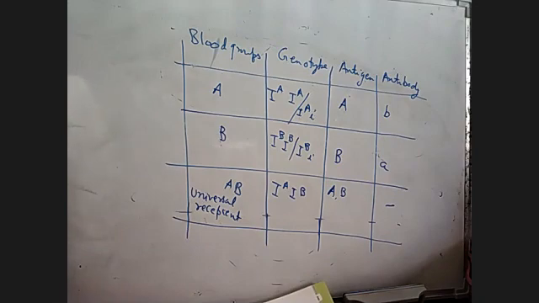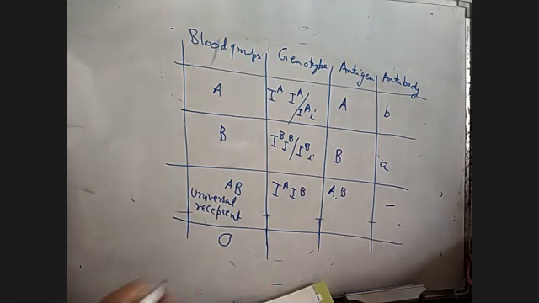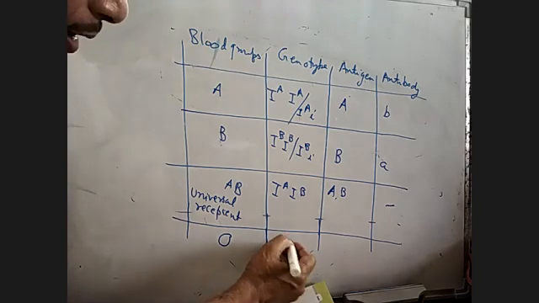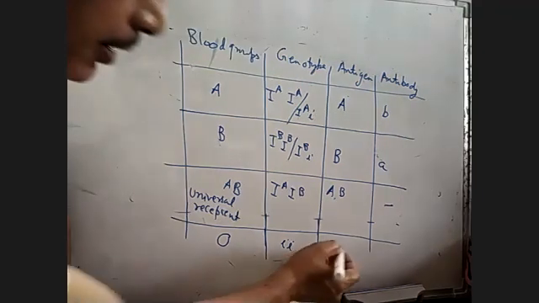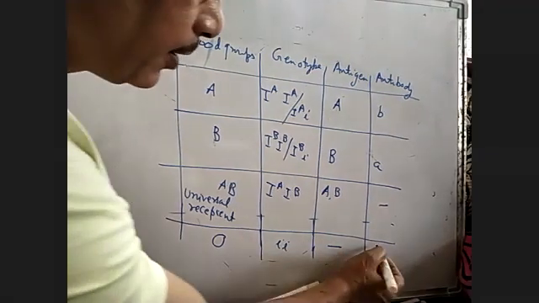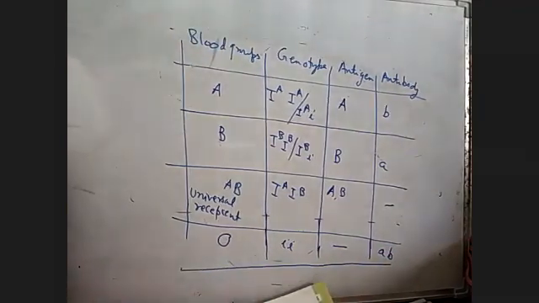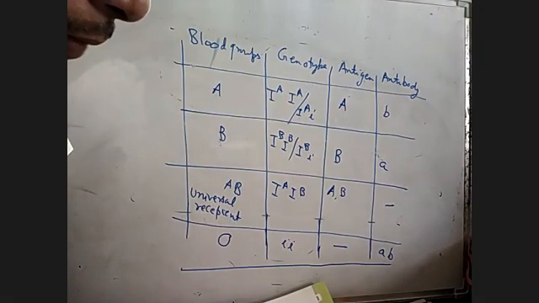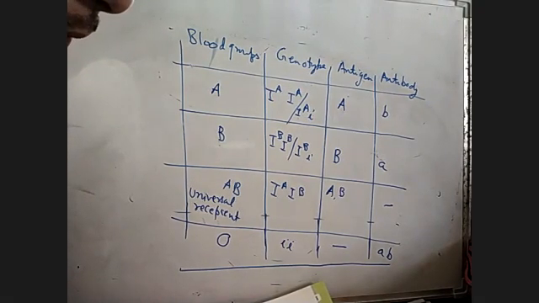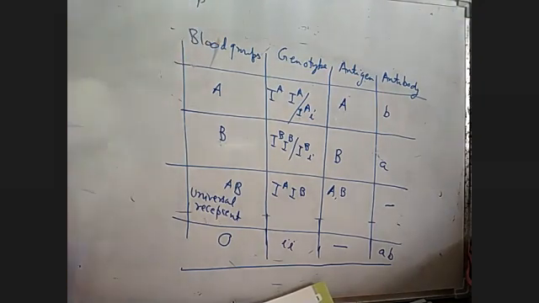Then we go to blood group O. Here our genotype will be ii, and there will be no antigen. The antigen is absent, and the antibody will be small a and small b.